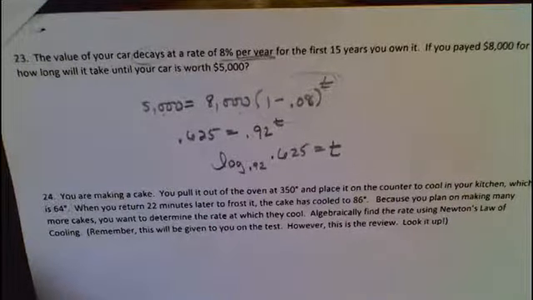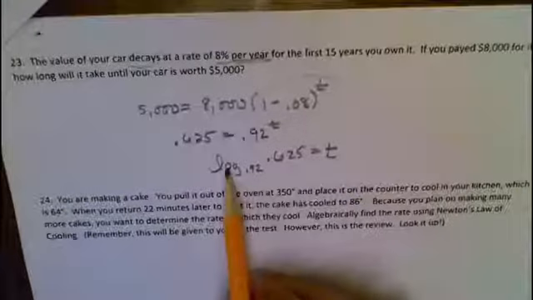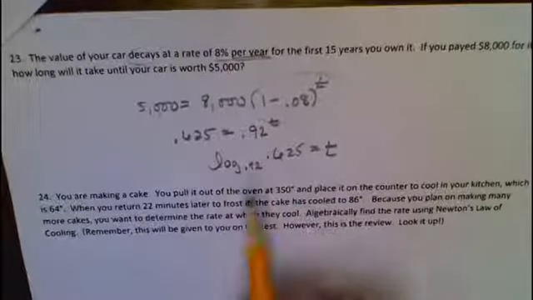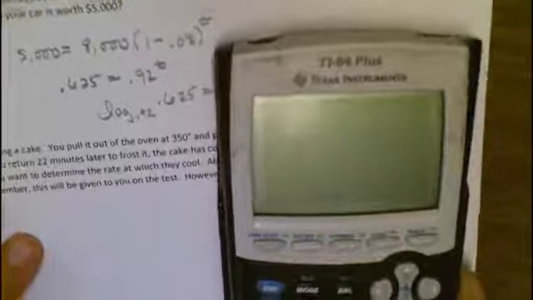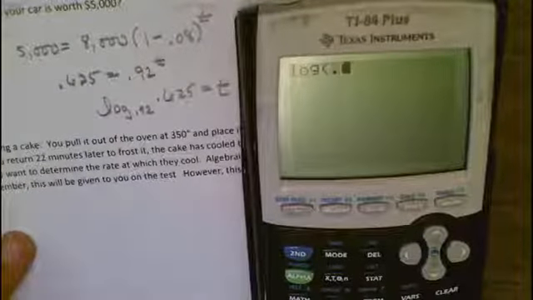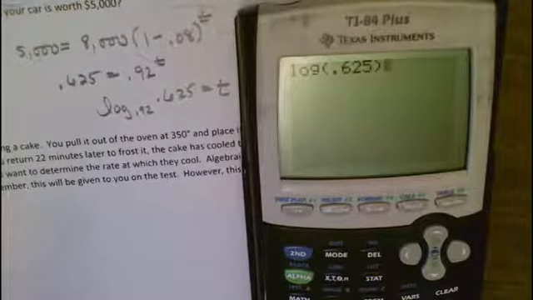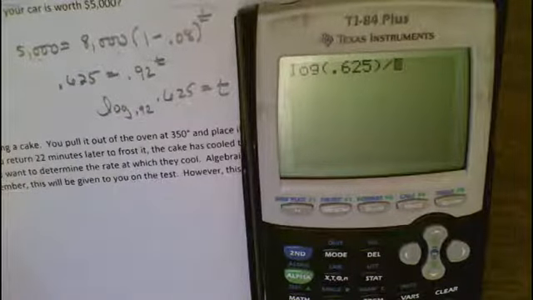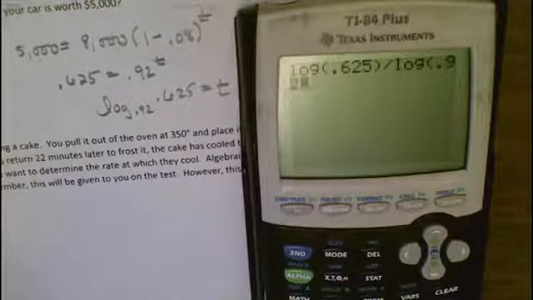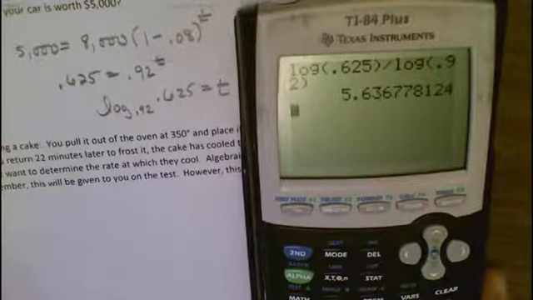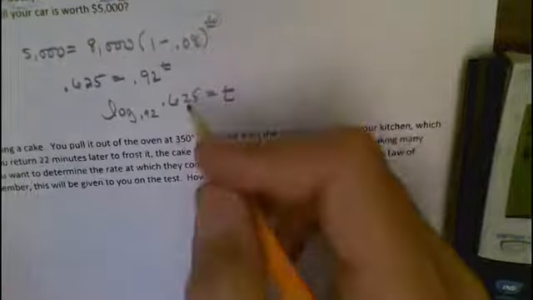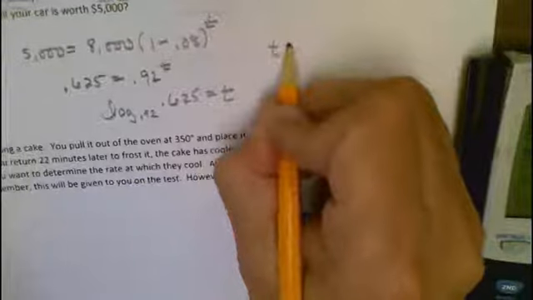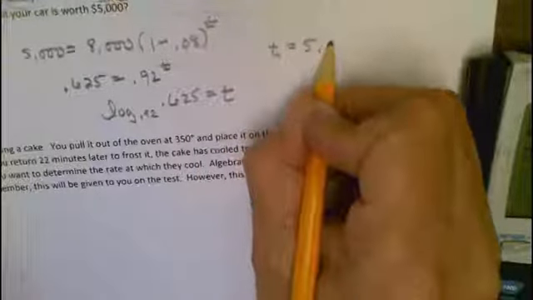And if I solve that, remember to do that in my calculator, I'm going to take the log of 0.625, either close your parentheses or hit enter, divide it by the log of 0.92. And I get 5.634, I guess it is. And it says when, so I'll say 5.6 years.